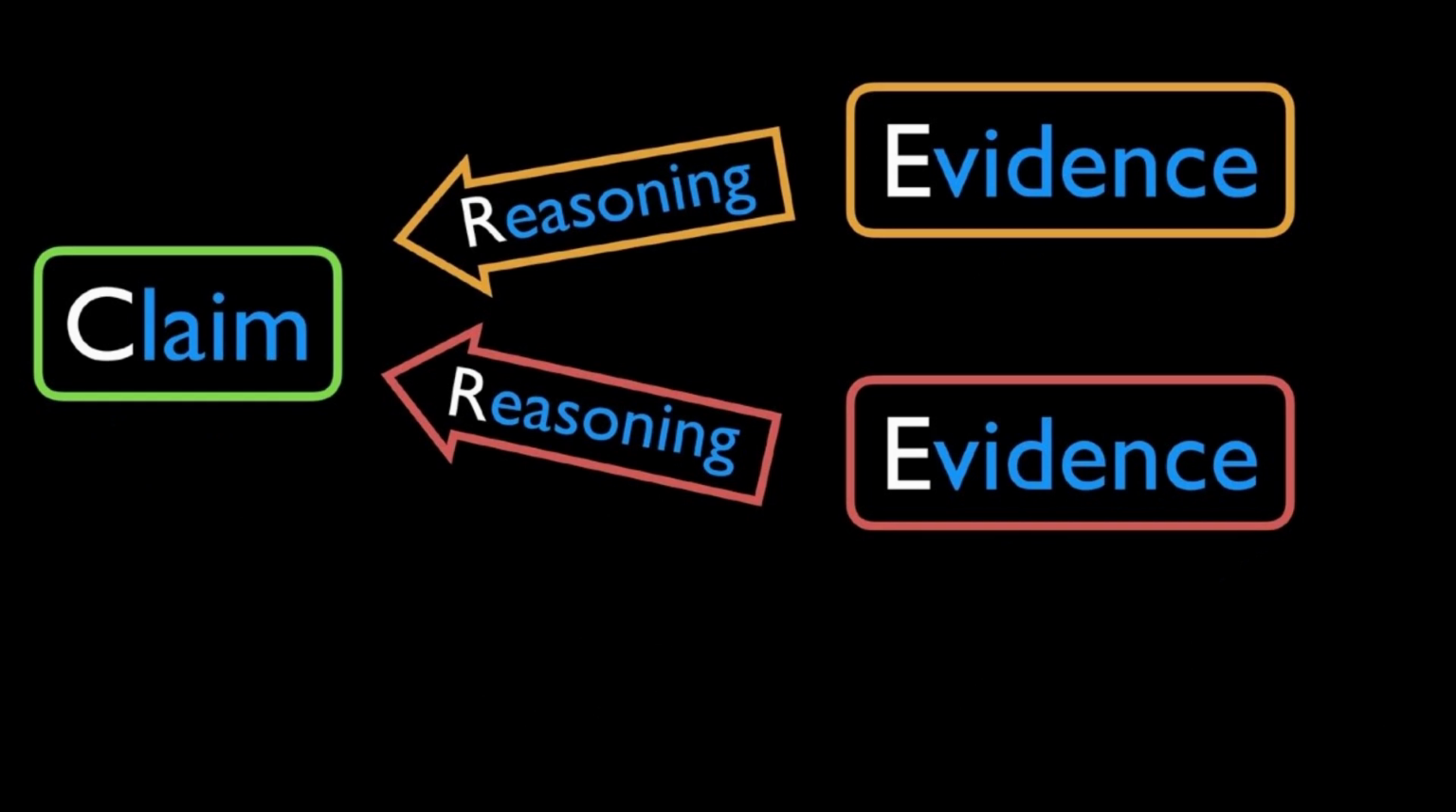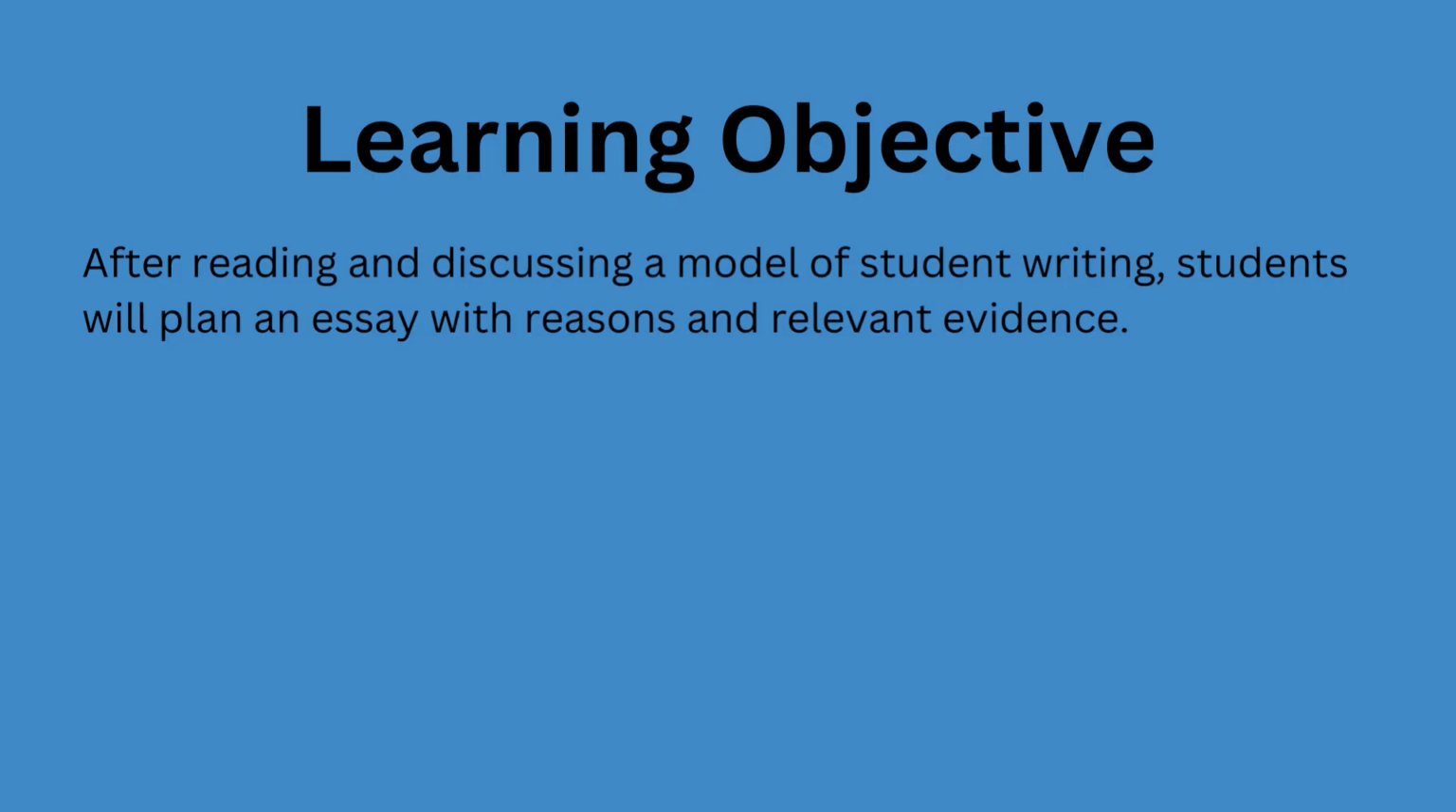In this skill lesson, we will look at developing reasons and relevant evidence for your literary analysis essay. Here is our learning objective. After reading and discussing a model of student writing, students will plan an essay with reasons and relevant evidence.